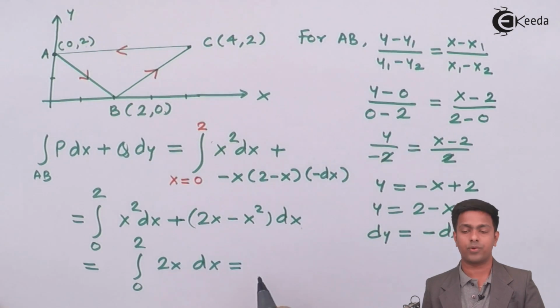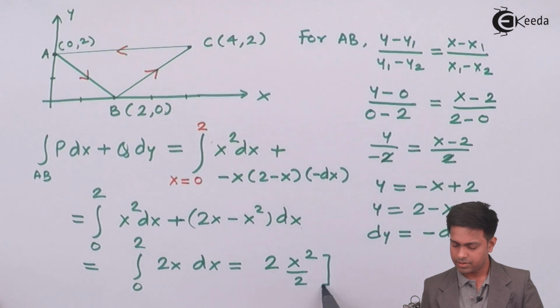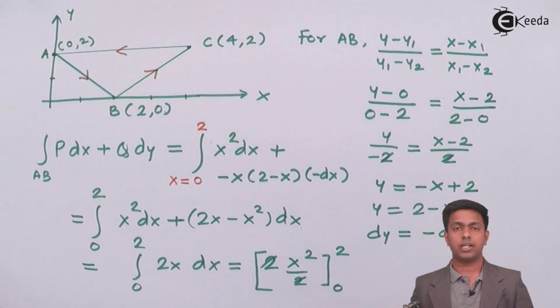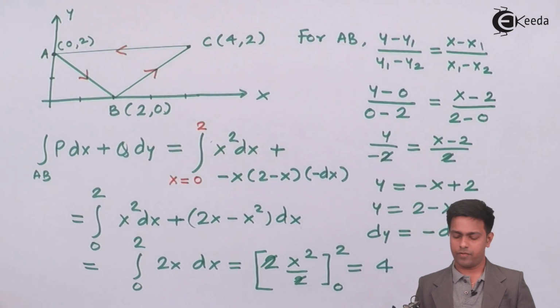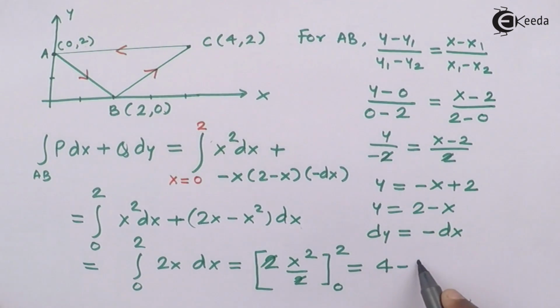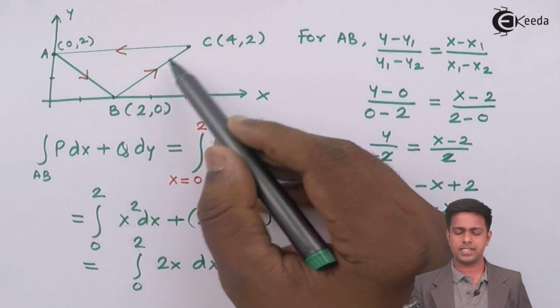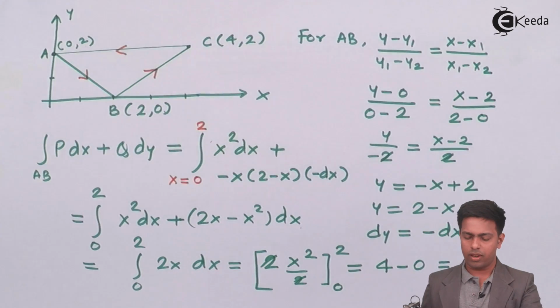Now what is the integration of 2x, guys? So 2 as it is, integration of x is x square by 2, and it is over 0 to 2. Now 2 and 2 cancel, let's put the value of 2. So guys, here we'll get 2 square, which is 4, and when we put the lower limit as 0, we'll get 0, and therefore the answer is 4. So therefore we got the line integral along AB as 4. Now let's find it for BC and then for CA, and then add all.